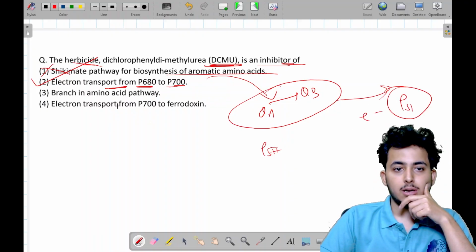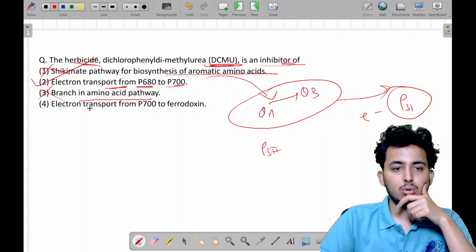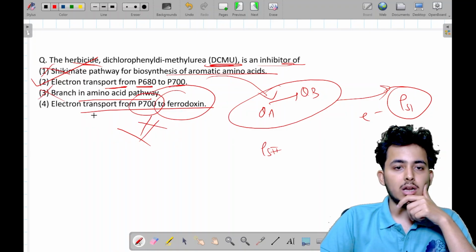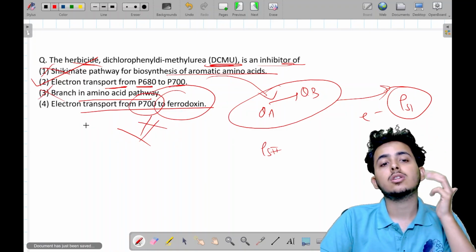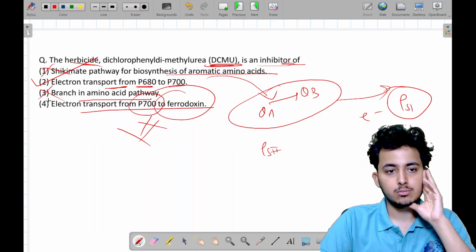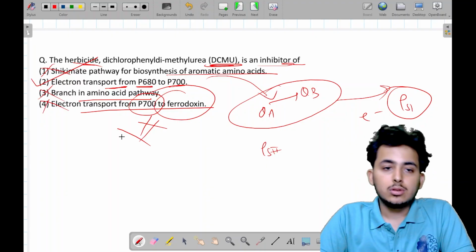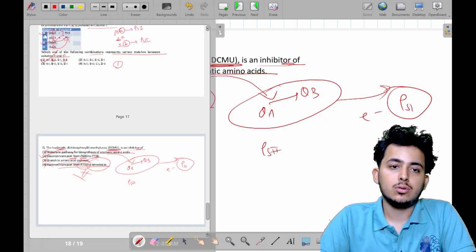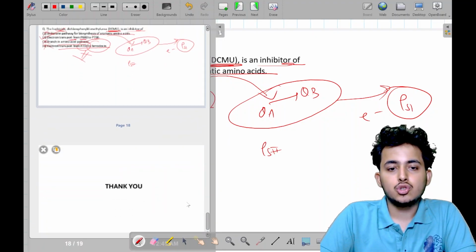So that is correct. Branch in amino acid pathway, no. Electron transfer from P700 to ferredoxin, no. That is something to do with another inhibitor, which we have studied. So that is also wrong. So these were some of the questions.